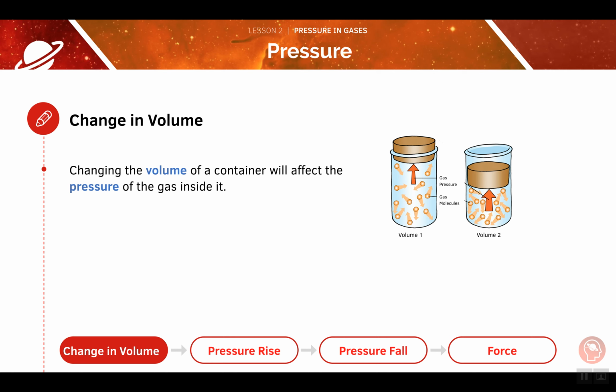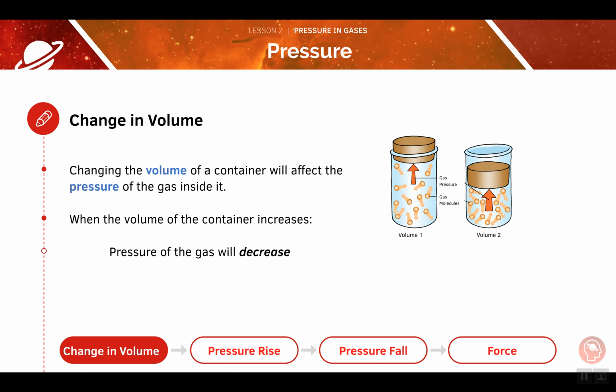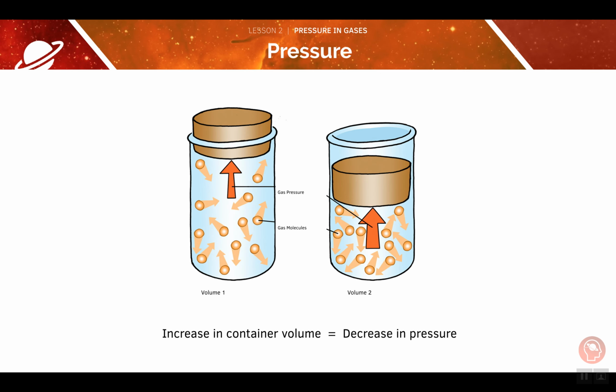First, we need to know that changing the volume of a container will affect the pressure of the gas inside it. As the volume of the container increases, the pressure of the gas inside it will decrease. In this diagram, we can see that as the container volume has increased, the pressure has decreased. Similarly, we can see that as there is a decrease in container volume, the pressure will increase.